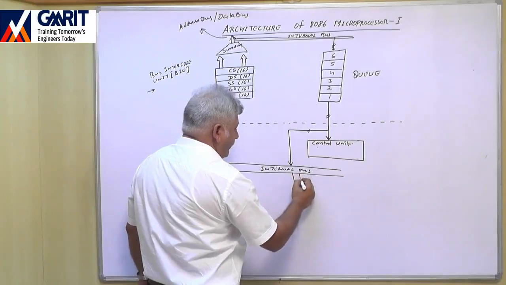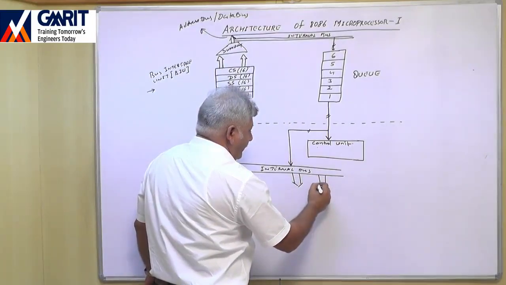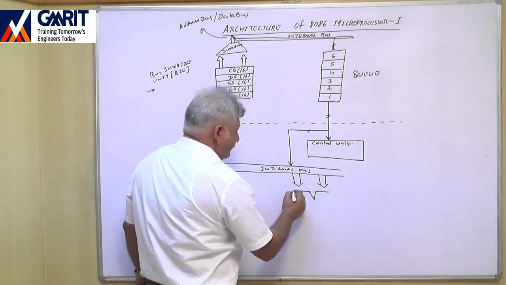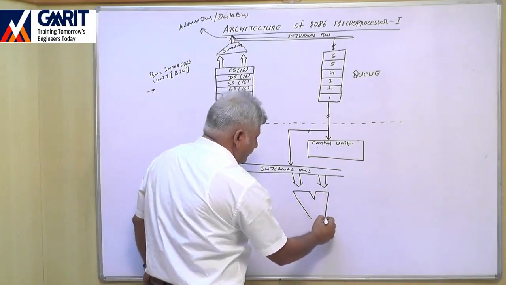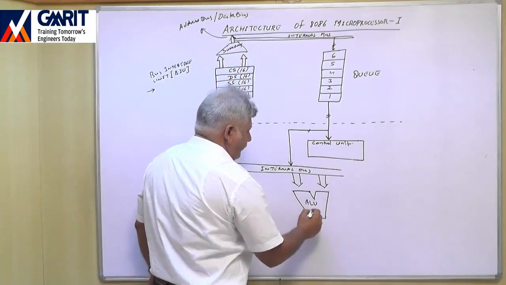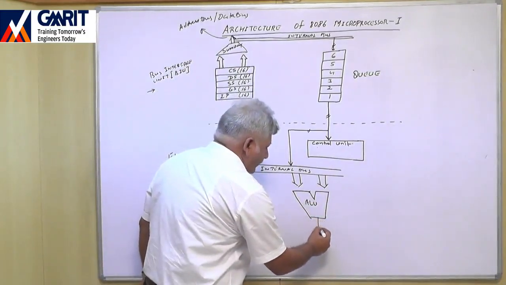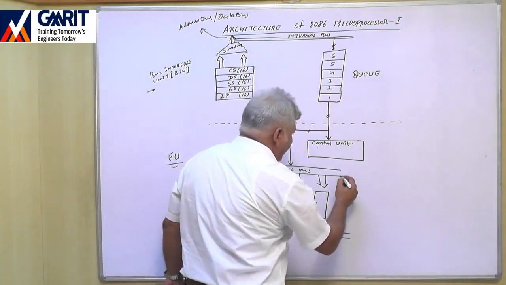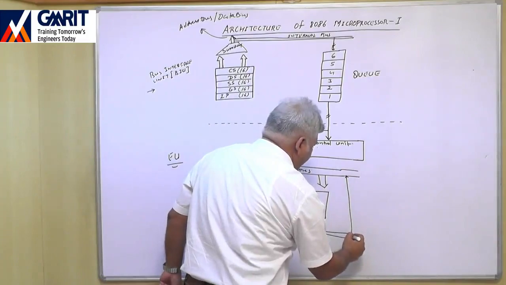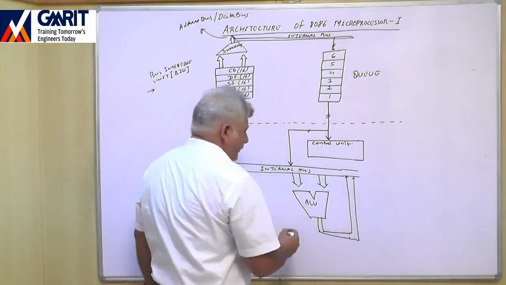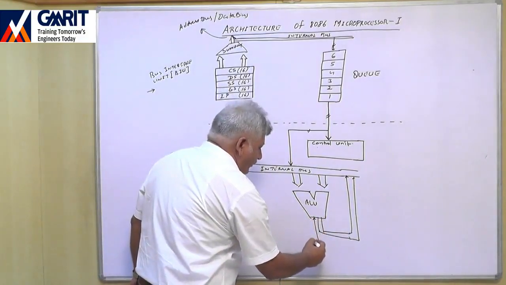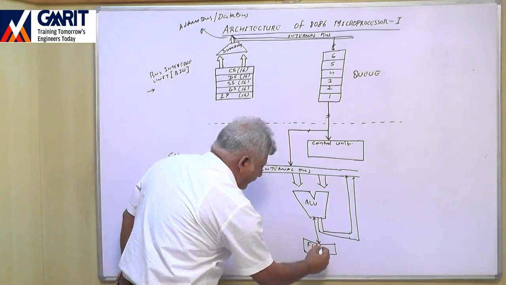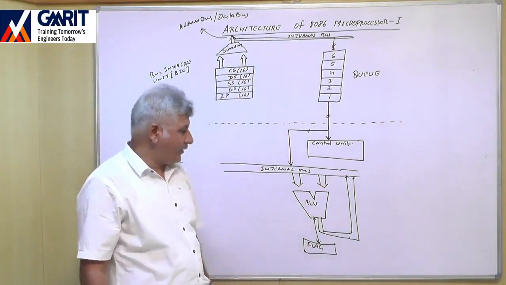Now here in the execution unit, there is the arithmetic and logical unit. So this is our ALU, which performs arithmetic and logical operations, and after this it will generate a result, and again the result will be sent back to these internal data buses. And at the same time, depending upon the result, there is one register called flag.